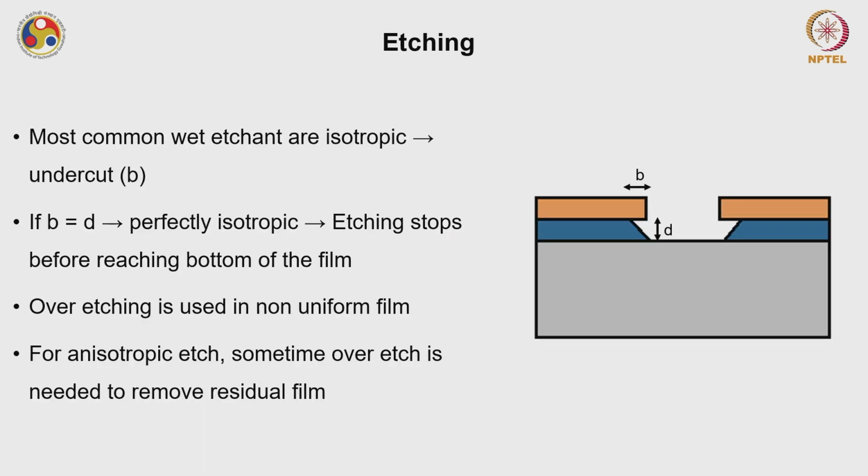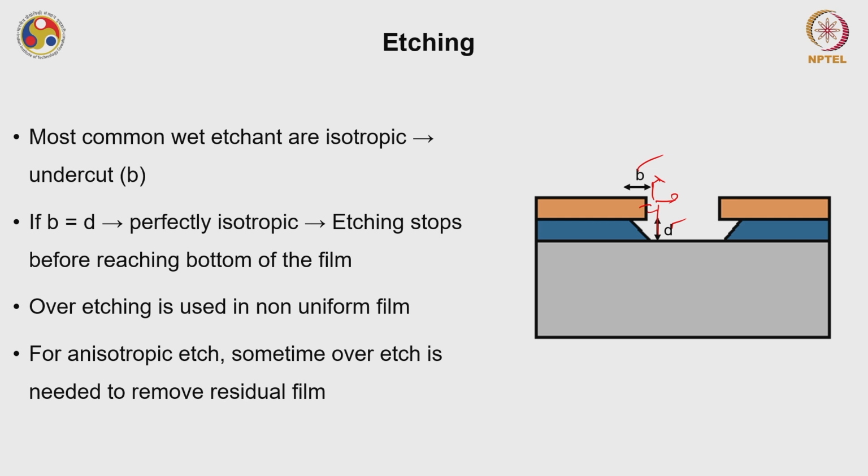Most common wet etchants are isotropic in nature. Isotropic means you have the same undercut. Isotropic means you cut in all the directions equally. So if in this structure B and D are equal, I can say that it is perfectly isotropic. Under etch means etching stops before reaching the bottom of the film.